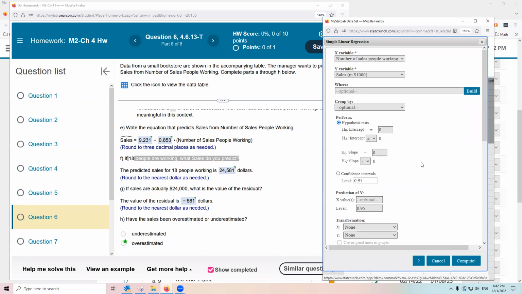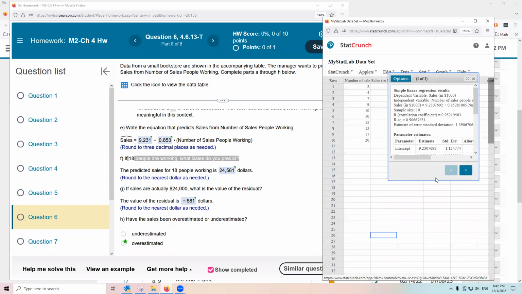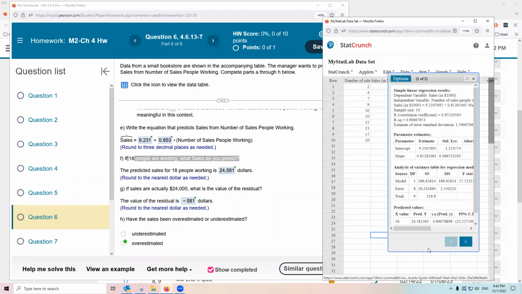So I'm going to come back here to the screen we were just working with. And notice right here, it says prediction of y. So if you go to this x value and type in a number, for us it's 18, and click compute, and I'm going to scroll down a little bit here. You could see it says if x is 18, the predicted value of y is 24.581. But remember, sales were in thousands of dollars, so I'd have to multiply this by 1,000. So sales would be 24,581.